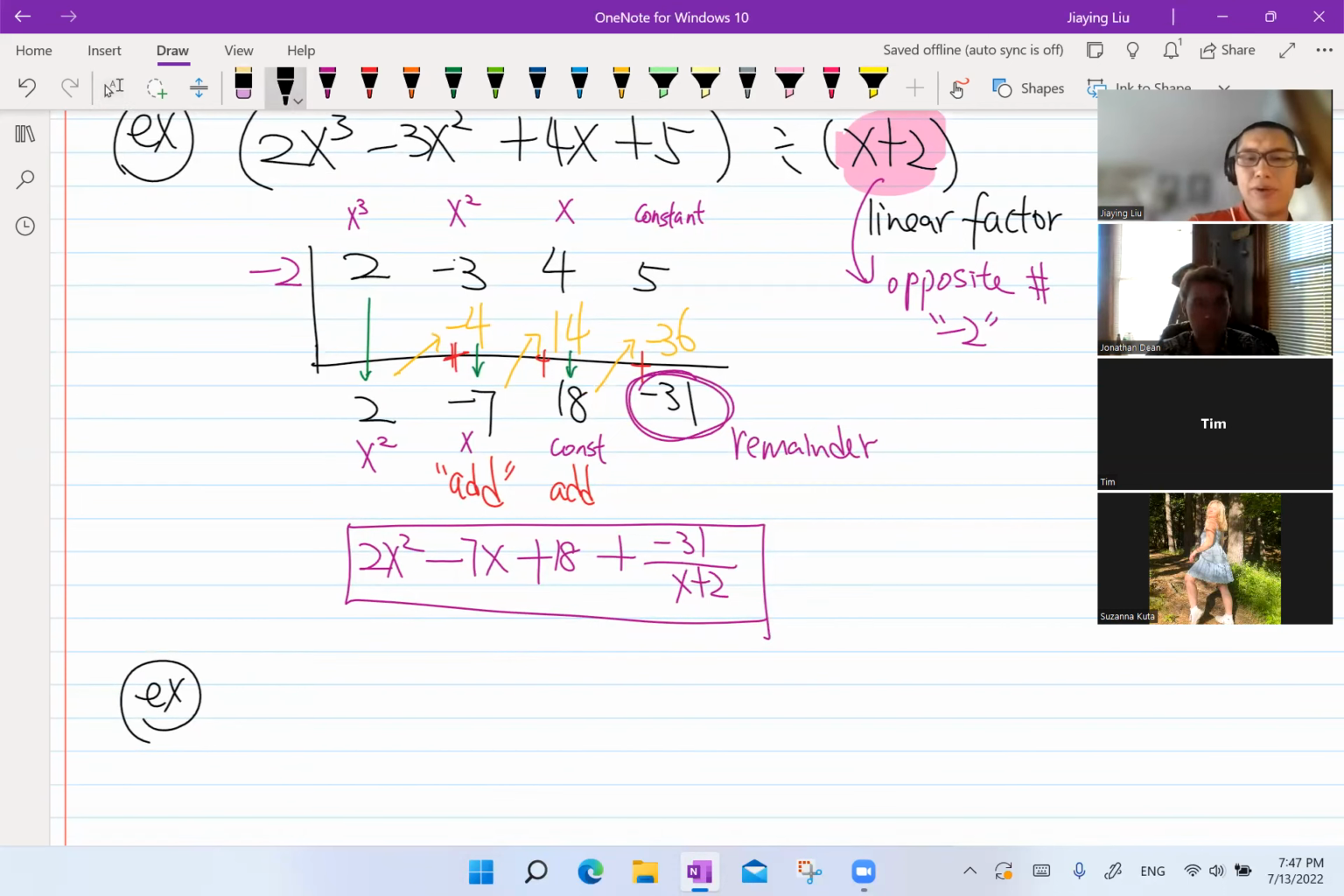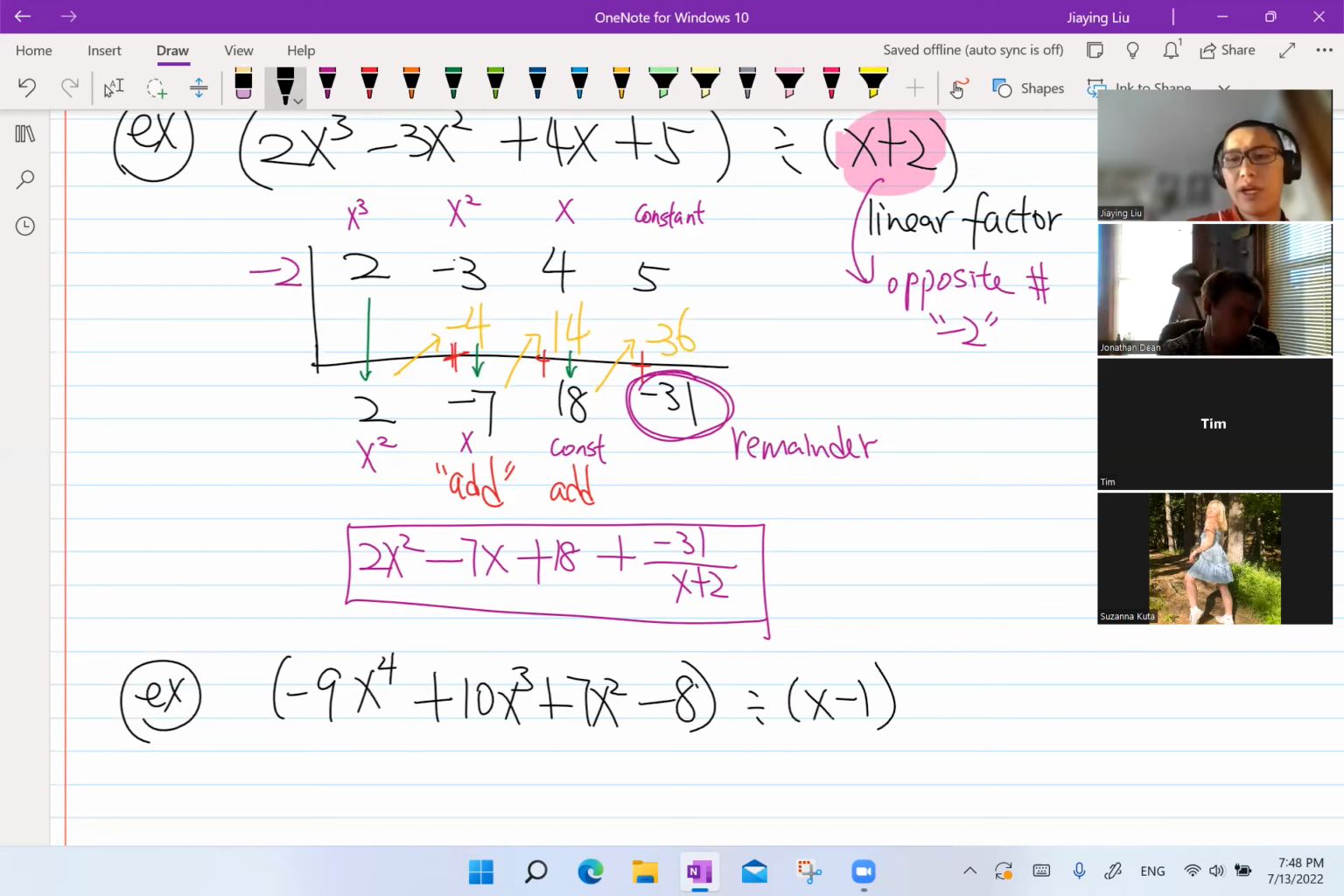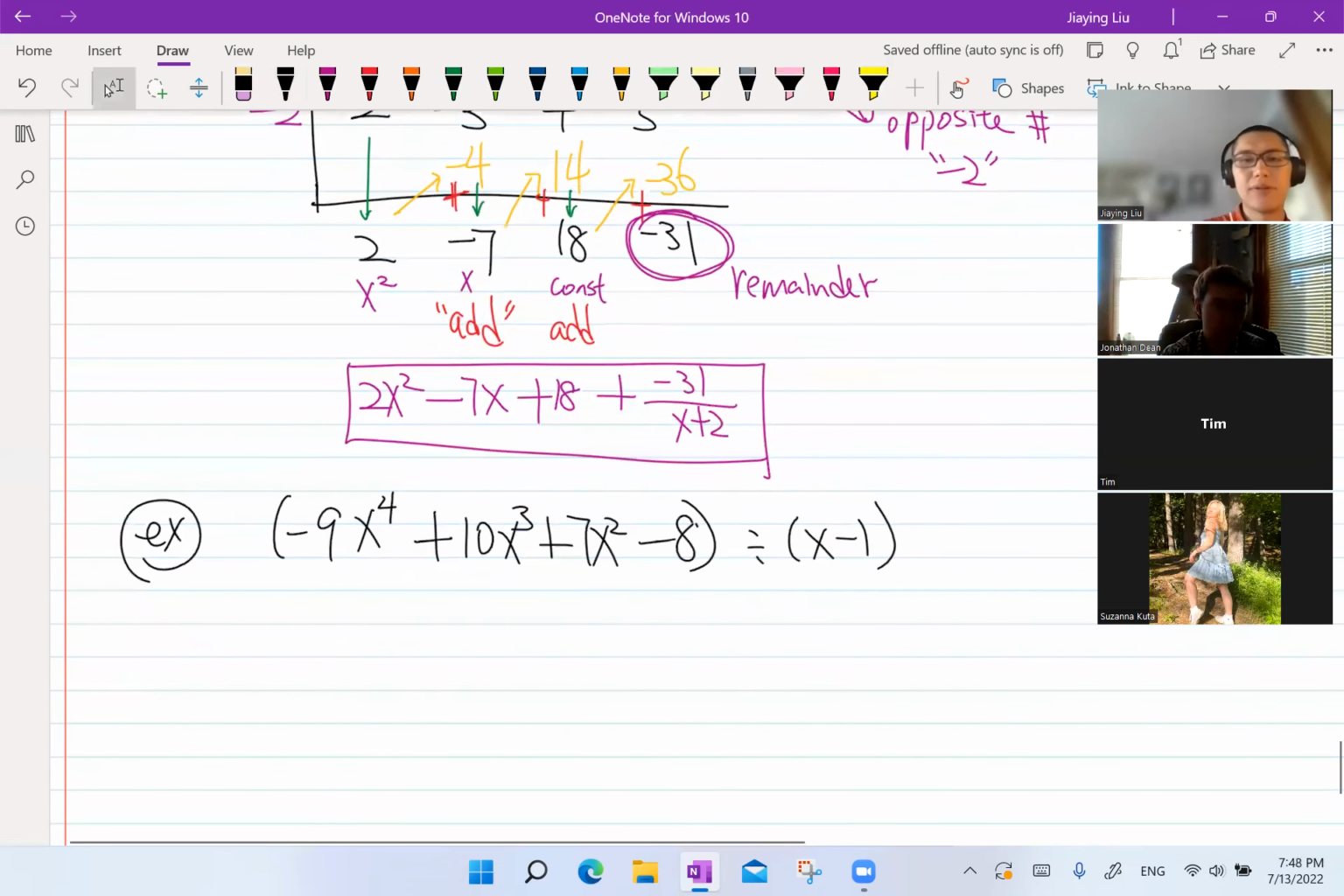All right, the next example I have is we're going to take -9x to the 4th power plus 10x cubed plus 7x squared minus 8, divided by x minus 1. Now, as you can see, x minus 1 is a linear factor. The coefficient of x is 1, so it's okay to use synthetic division. Obviously, we can use long division, but I'm going to use synthetic division.